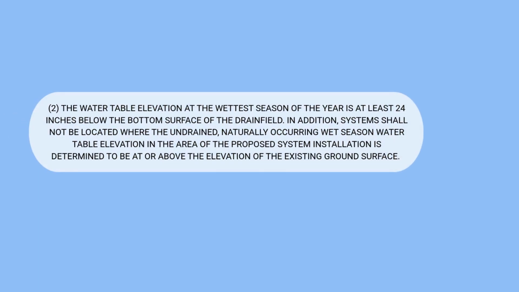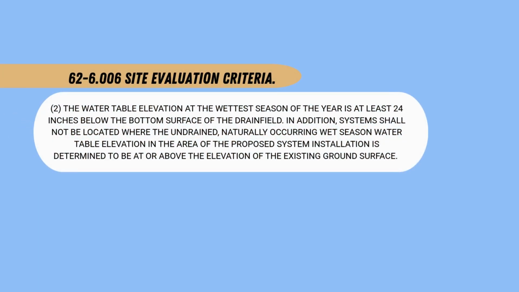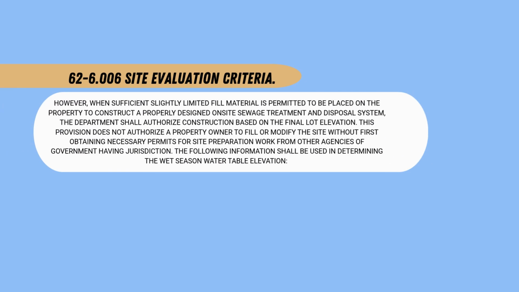2. The water table elevation at the wettest season of the year is at least 24 inches below the bottom surface of the drainfield. In addition, systems shall not be located where the undrained, naturally occurring wet season water table elevation in the area of the proposed system installation is determined to be at or above the elevation of the existing ground surface. However, when sufficient slightly limited fill material is permitted to be placed on the property to construct a properly designed on-site sewage treatment and disposal system, the department shall authorize construction based on the final lot elevation. This provision does not authorize a property owner to fill or modify the site without first obtaining necessary permits for site preparation work from other agencies of government having jurisdiction.